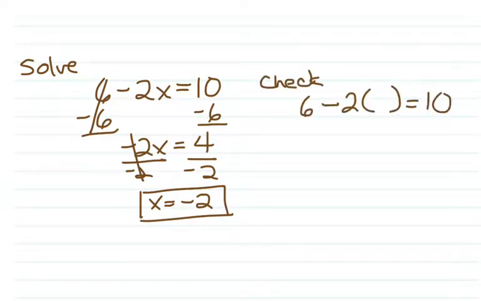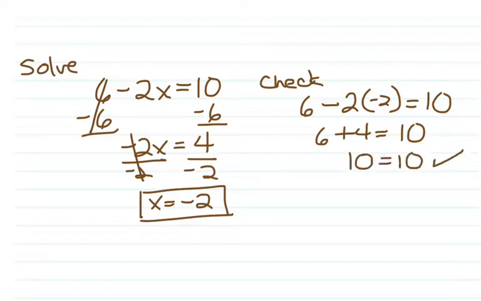Checking our solution. 6 minus 2 times some number, that was x, equals 10. Substitute what we think it is. Now it's really important to follow the order of operations. So we have to do the multiplication first. 6 plus 4 is 10, and that's true. 10 is 10. So we're correct again.